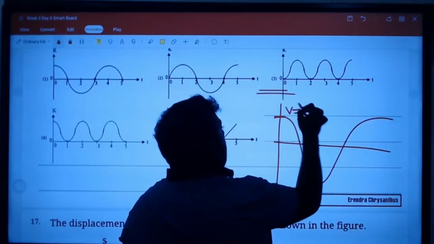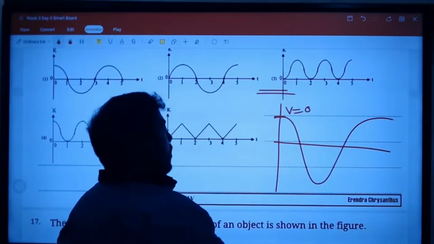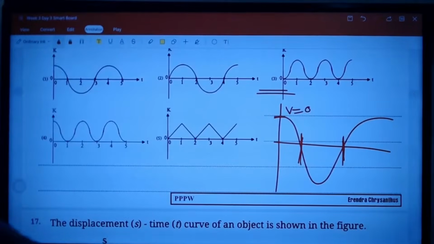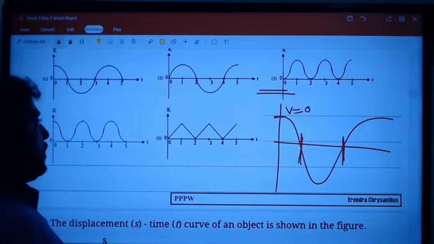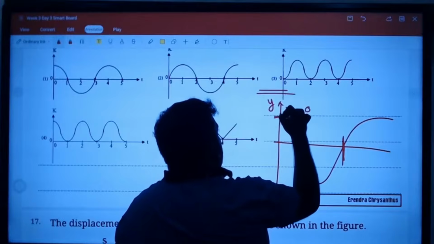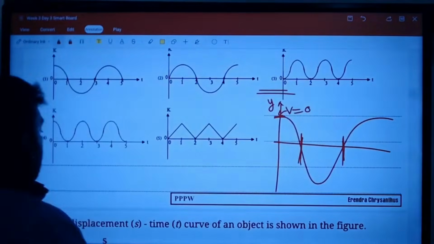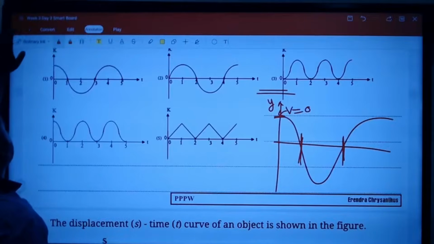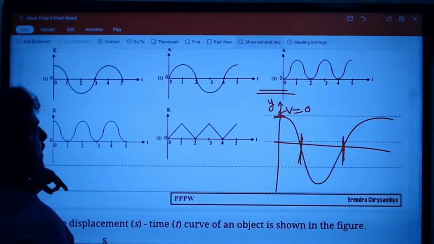At maximum displacement here, velocity is 0. Velocity is maximum only at these points, the equilibrium position, right there. As shown in the figure, when the displacement is maximum, the velocity will be 0. And the kinetic energy can never be negative.